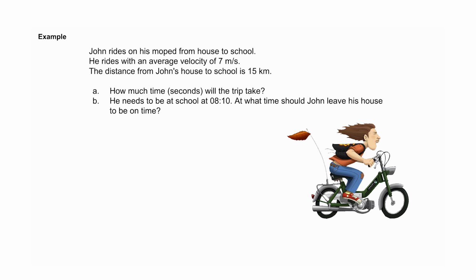So the first thing we do is to write down all the relevant information from the question. We do that at the step Read and Organize. The velocity, v, equals 7 meters per second. The distance, s, equals 15 kilometers. At this point, you can choose to rewrite the kilometers into meters, as it might be handy later on. We need to find the time, t, in seconds, and the time John should leave.